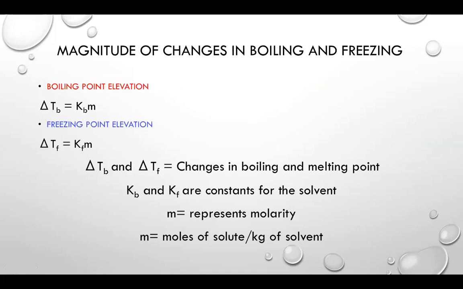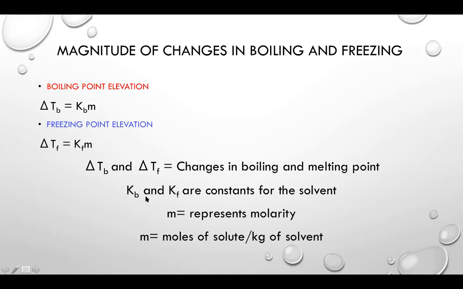And so we can use equations to calculate the magnitude of changes in the boiling and freezing. And for the purposes of our lecture, you just need to know or have access to these equations here. One is the boiling point elevation, and the other is the freezing point, it should say depression here. These little constants here, the delta equals change. So this is going to be changes in the boiling and the melting point. Melting is the opposite of freezing, so it's when we go from a solid to a liquid, and boiling is when we go from a liquid to a gas phase.